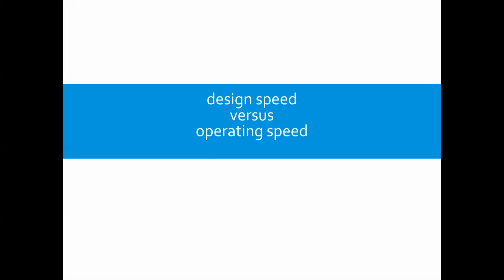The term operating speed is the 85th percentile speed of cars at a time when the traffic volumes are low. The term 85th percentile indicates that 85% of car drivers will travel slower than this speed, and 15% will travel faster. In effect, this means that designs based on an 85th percentile speed will cater for the majority of drivers.